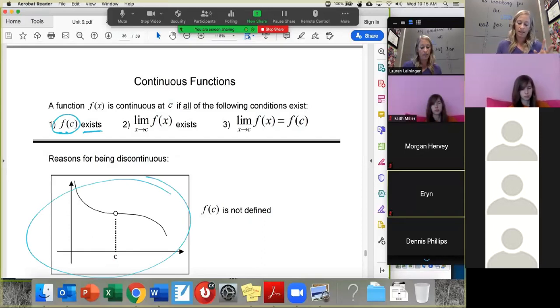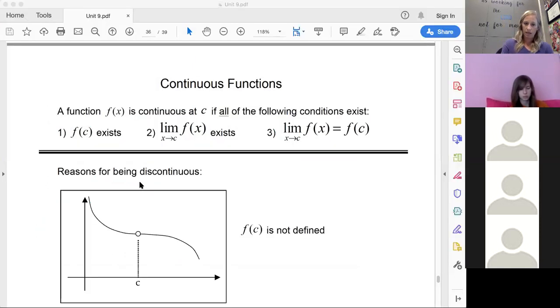The second thing that you have to check is that the limit at that point exists. So you would check coming in from the left, coming in from the right, that they are coming in and meeting at the same number. So that limit must also exist. And then the third condition that we see here is that the value of the limit must equal the function value.